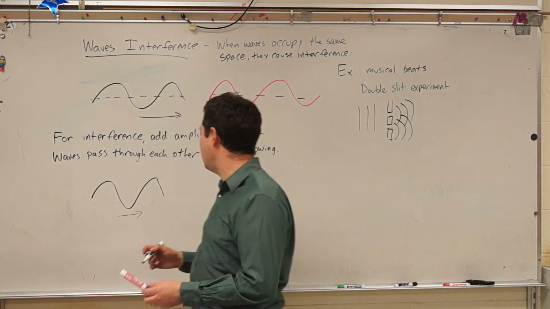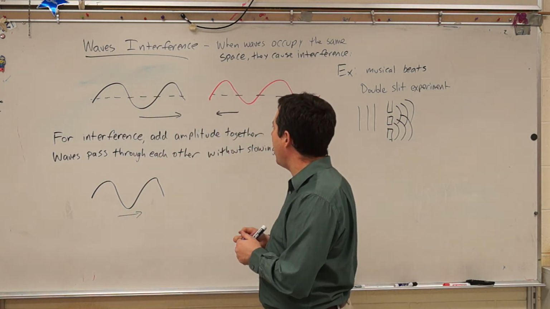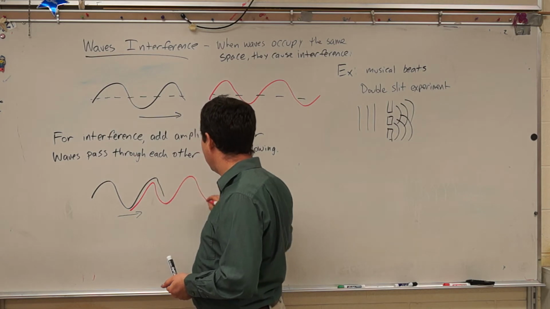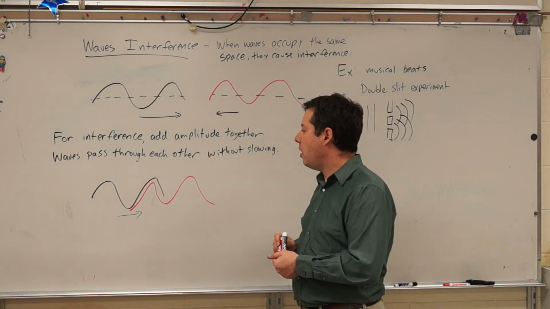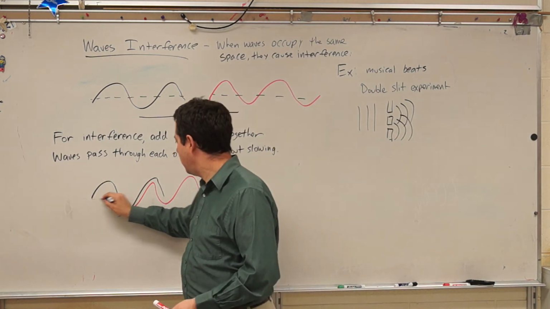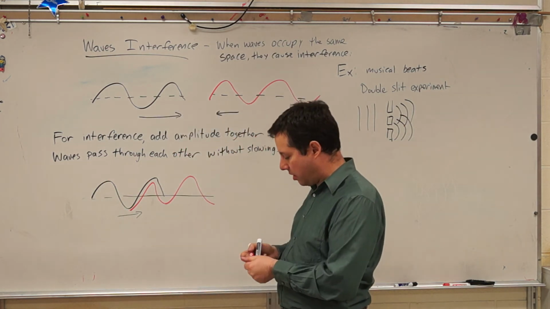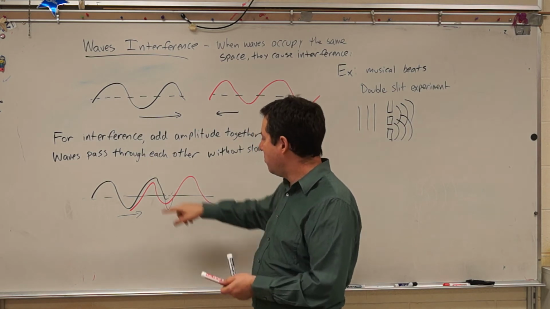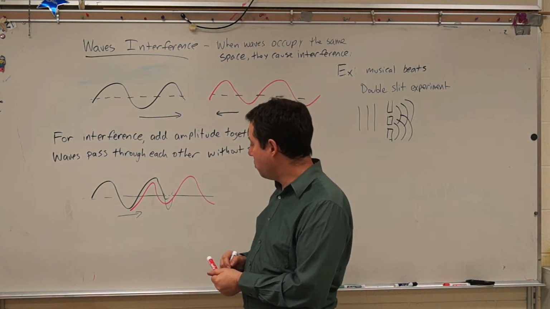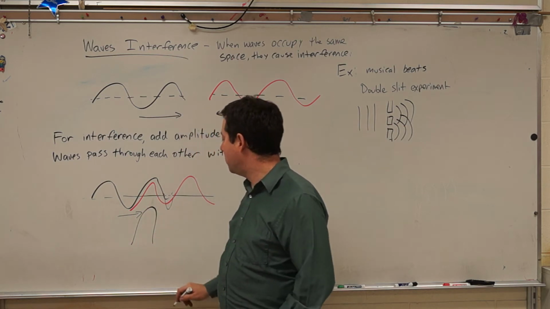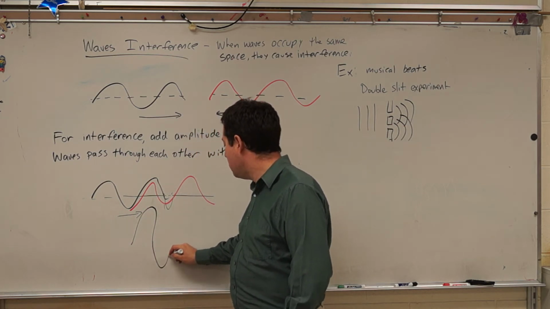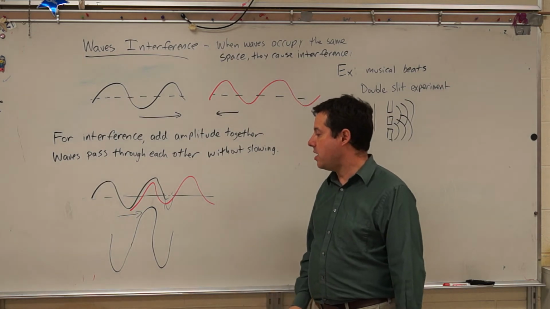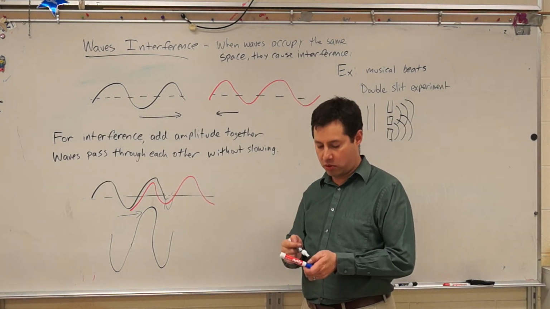But let's look at what happens when they pass through each other. The black wave is still moving to the right and the red wave is moving to the left. Now the red wave has moved a little further to the left, and we start seeing interference with each other. When the waves are oriented such that the crests and the troughs are together, because you have two crests right here, your resultant wave has a very big amplitude. And the trough, because you have two troughs together, you get a very big amplitude here.